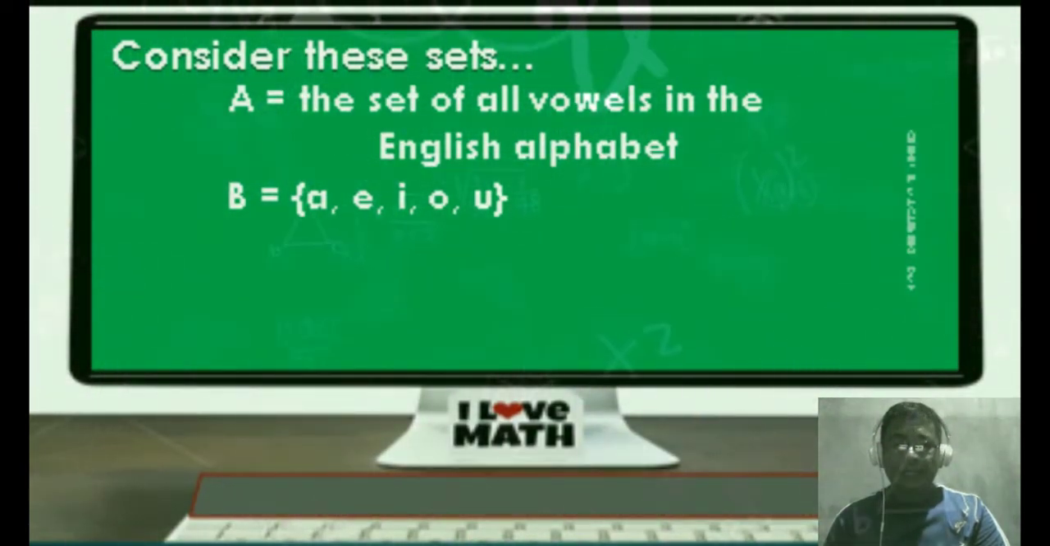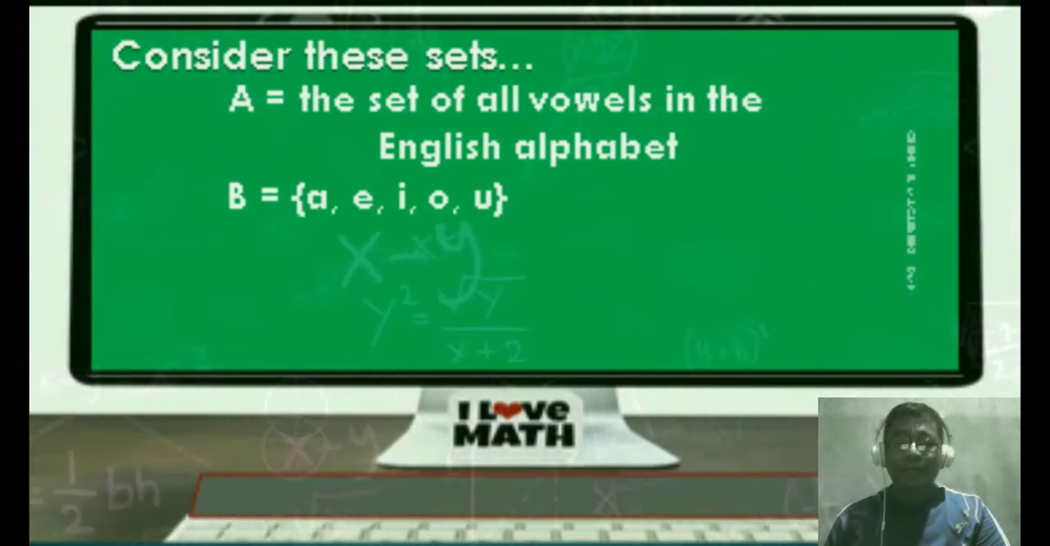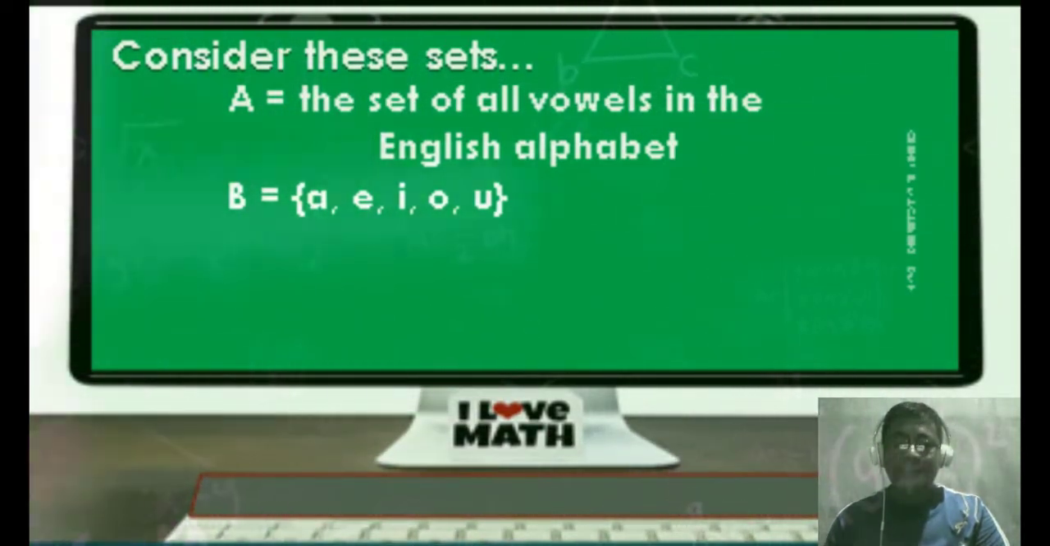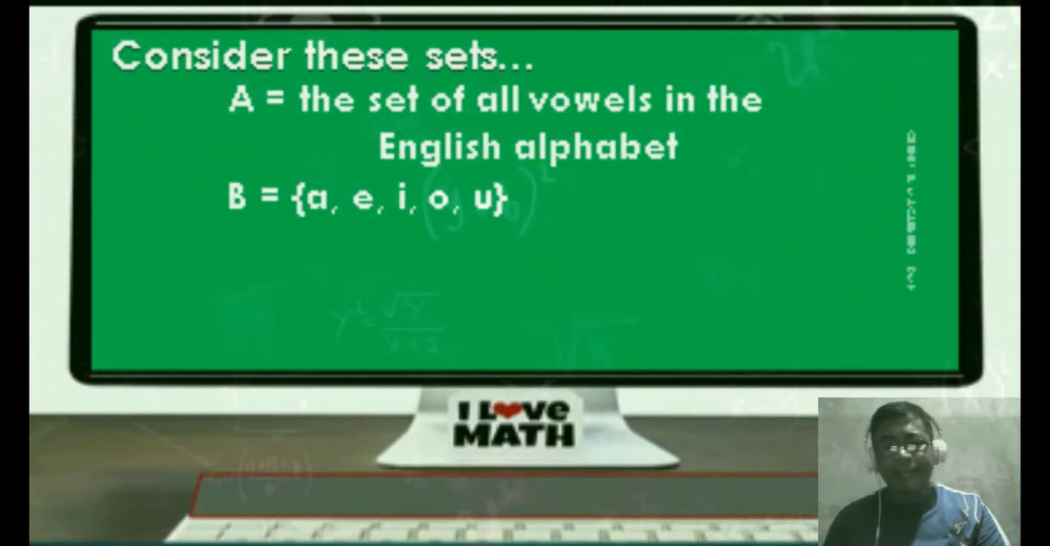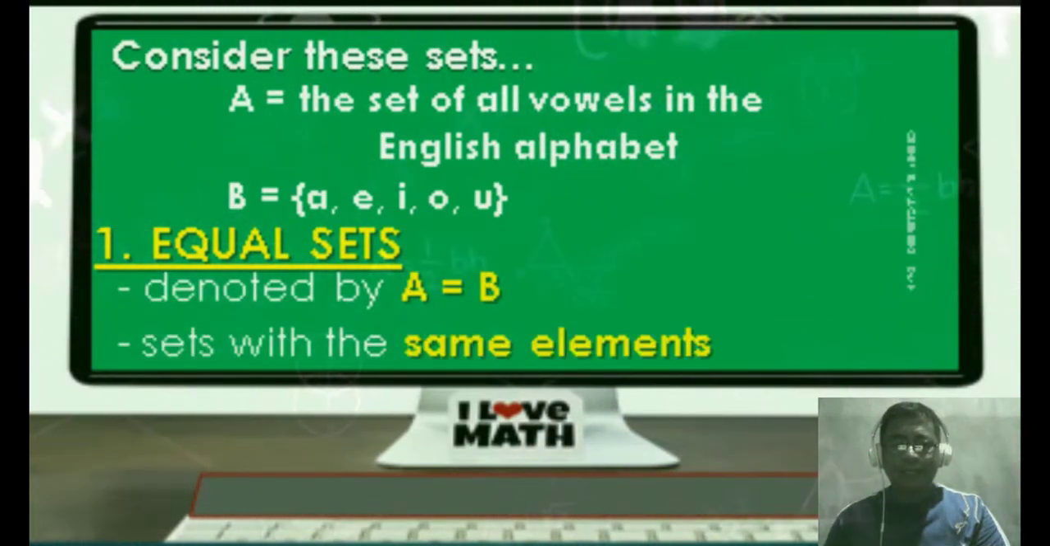Set A is written in the set builder notation, while set B is written in the roster method or listing method. This is simply an example of equal sets. When we talk about equal sets, it is denoted by A = B. Take note: pairs of sets with the same elements are equal sets.